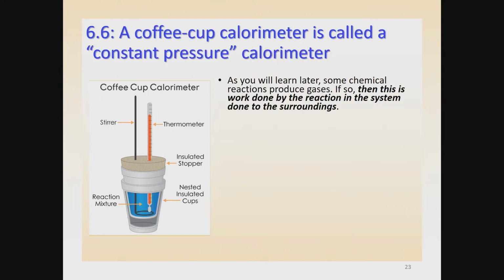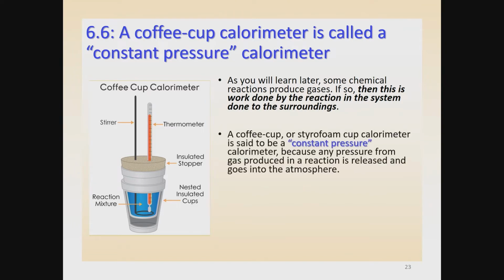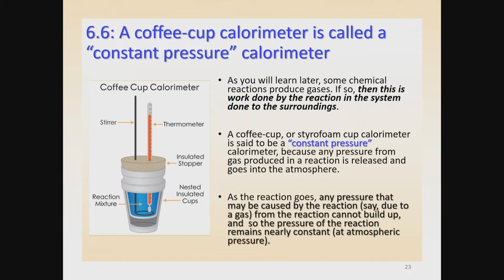Another thing you should be aware of is that a coffee cup calorimeter is called a constant pressure calorimeter. The reason is this: when you carry out these chemical reactions in a coffee cup, the cap is going to be pretty loose. So the pressure can get past the cap and into the solution. The pressure is just going to be regular atmospheric pressure.